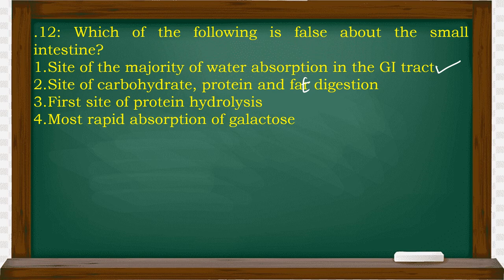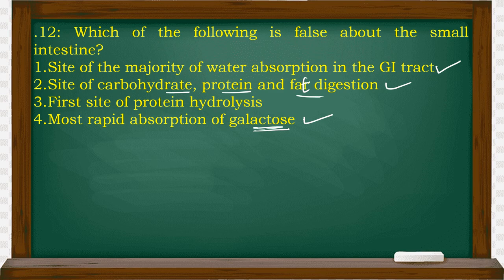So the small intestine is the place where several hormones and enzymes are secreted, which aid in the process of carbohydrate, protein and fat digestion. Even this answer is absolutely correct. And the fourth option, this is the site of most rapid absorption of galactose. Galactose is actively absorbed by the small intestine, which has microvilli lined within it, and this is helpful in the process of absorption of essential components like galactose.